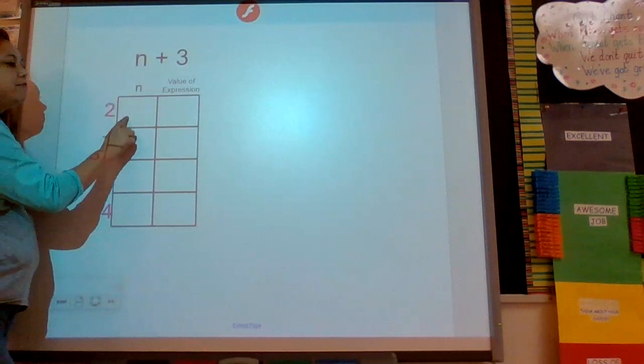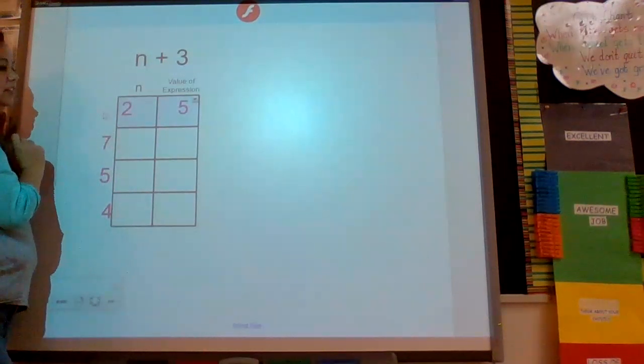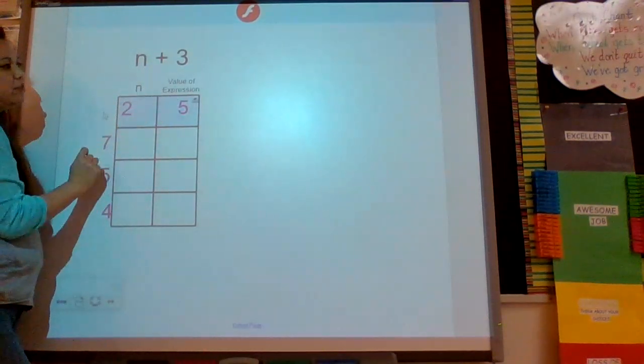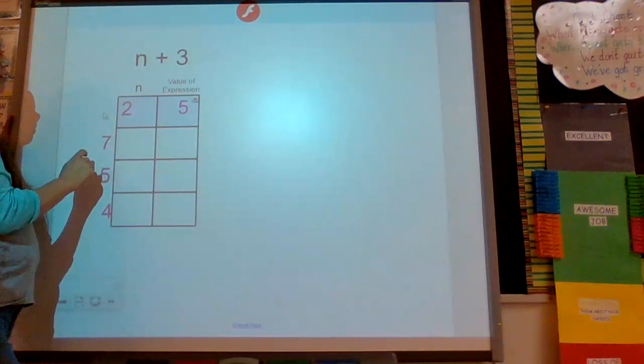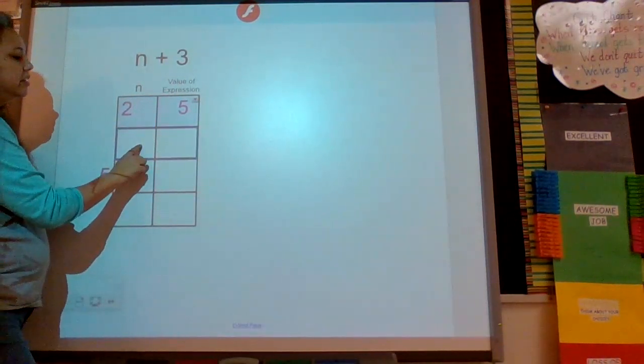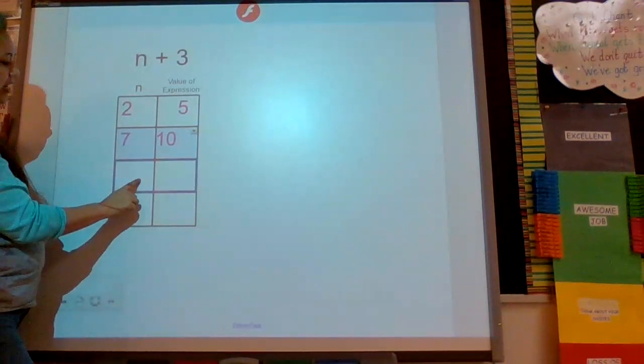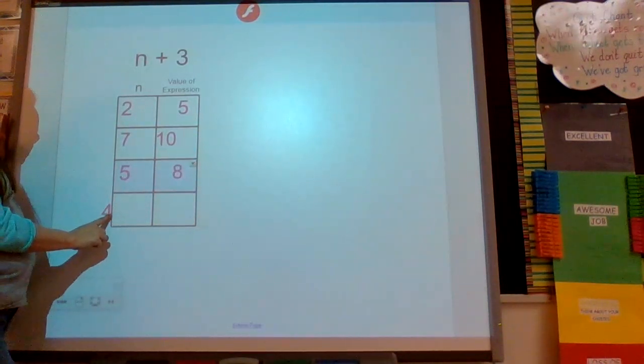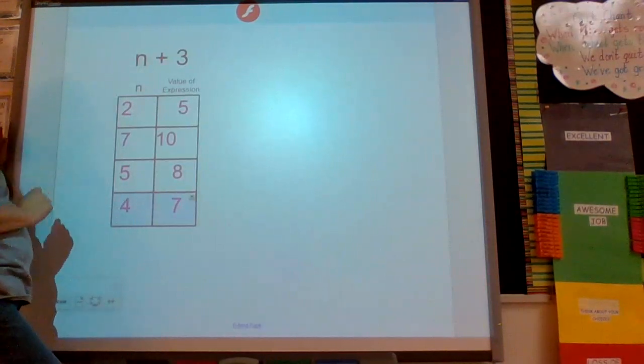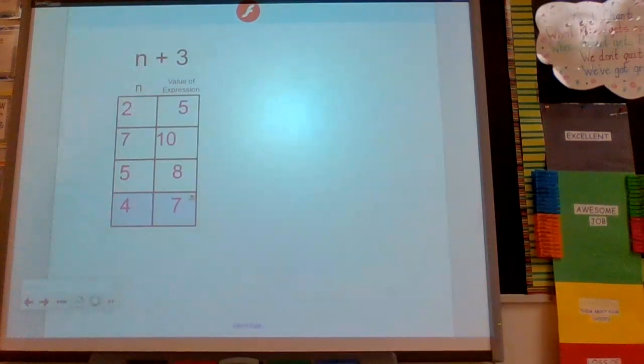So hopefully we get 5. Yes. If we put 7 in and we add 3, what should we get? 10. We put 5 in and we add 3. We get 8. And if we put 4 in, we get 7.